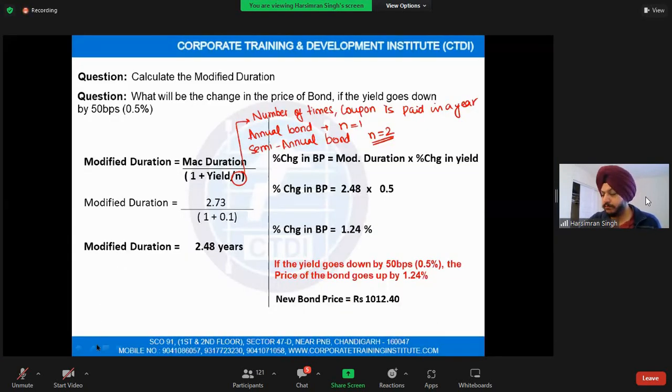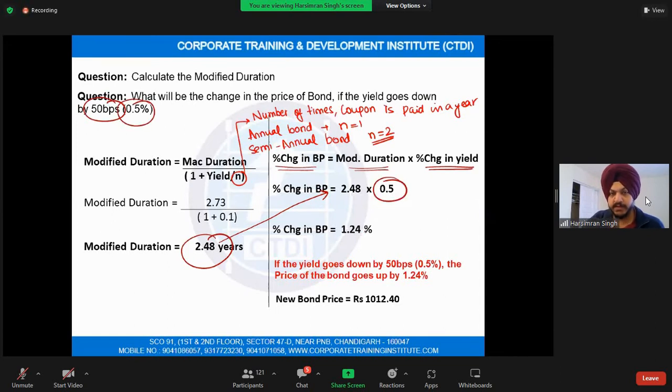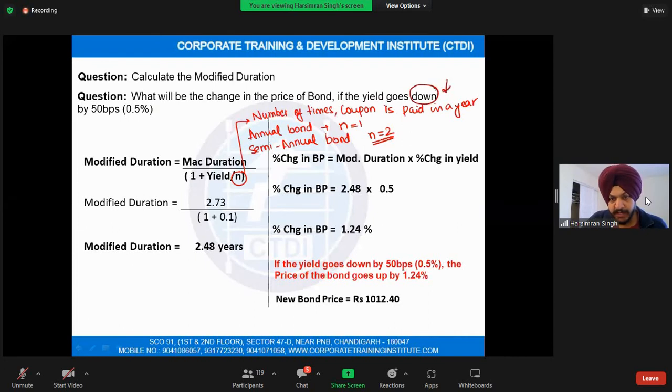Now see this. This is the next formula. Percentage change in bond price is equal to modified duration into percentage change in yield. In this case, modified duration is 2.48 and change in yield is 50 basis points, that is 0.5%. So I write 0.5 over here. So what will be the change in yield in this case? 1.24%. And because the yield is going down, the price will go up.